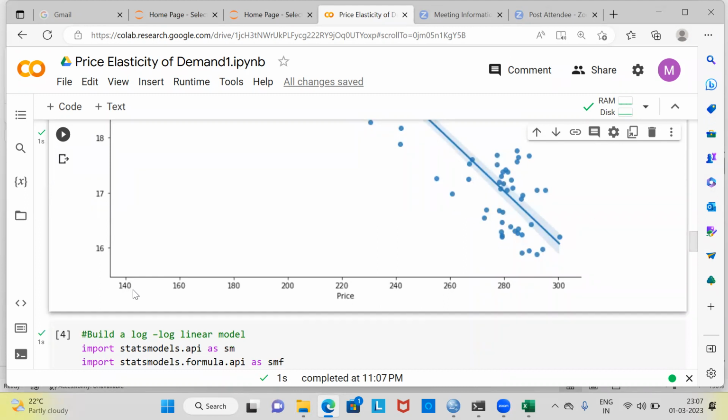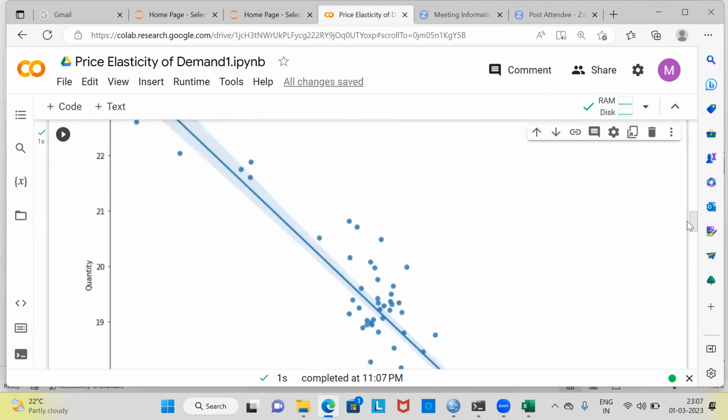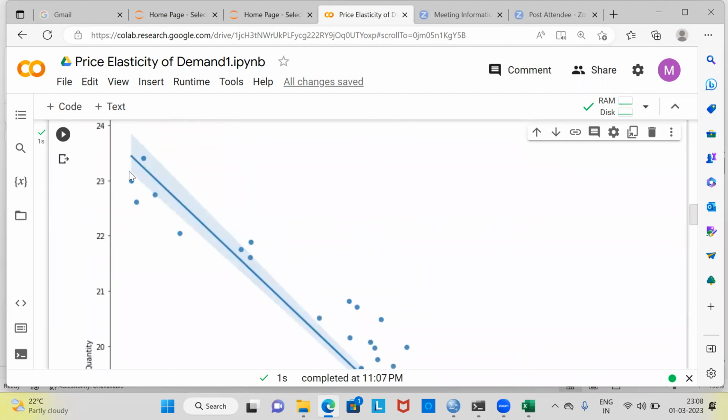Clearly, when you look at the minimum value of price, it is 140 units and the highest value of price is 300. When price is very, very low, that is 140 units, you can see here, demand is at its peak. The quantity demanded is close to 23.5 units. So this agrees with our common sense as well. Since it is very cheap, the quantity demanded goes up.